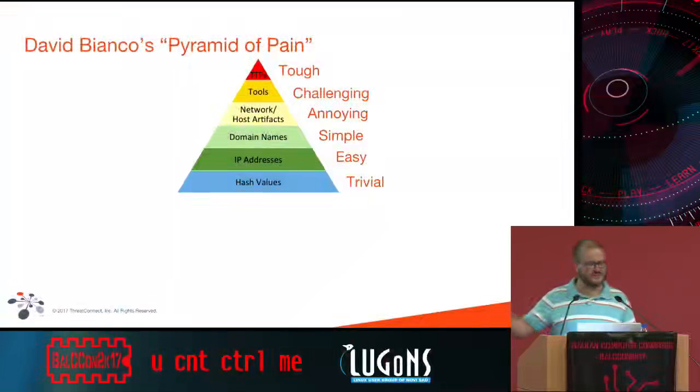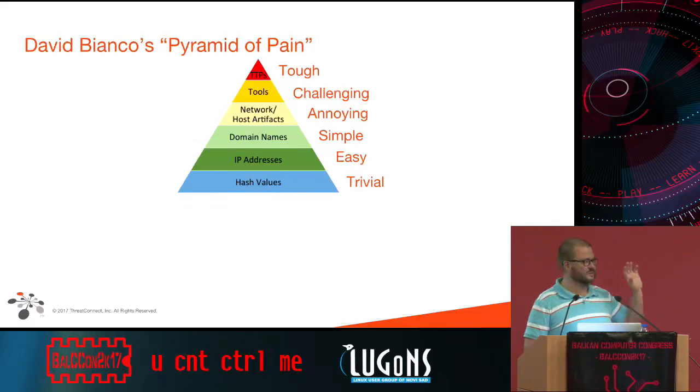Easy, you've got IP addresses, so you run malware through a sandbox, and you get C2 command and control callbacks like IP addresses, domain names, network artifacts. So those are in the middle area, easy, simple, slightly more annoying for network and host artifacts. And the more challenging is tools, so understanding what the tools are that the adversary uses and being able to detect the tools that they're using to attack you. And then the last one, the most difficult for network defenders to find and determine, is a TTP.